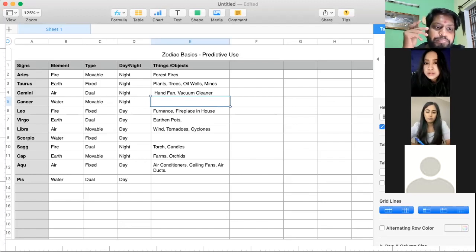Try to think. If oceans cannot be moved, then what about the ponds? Where will the lakes and the ponds come: movable, fixed, or dual? Well, some ponds can be man-made and you can move them. Okay, but see the natural nature of these things.